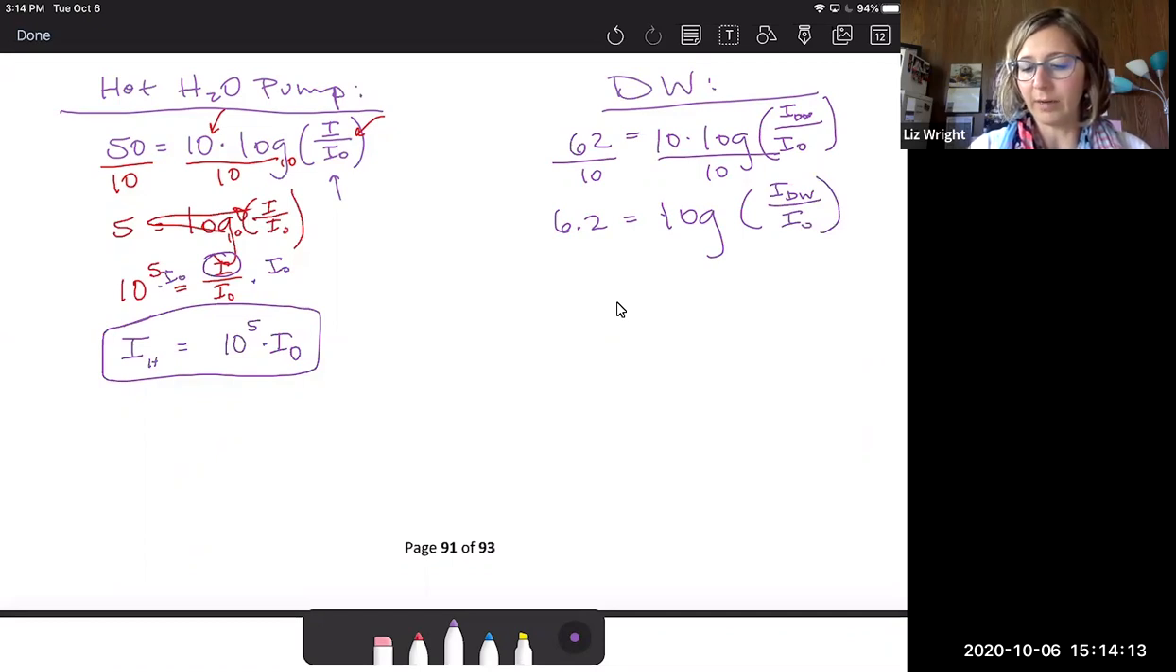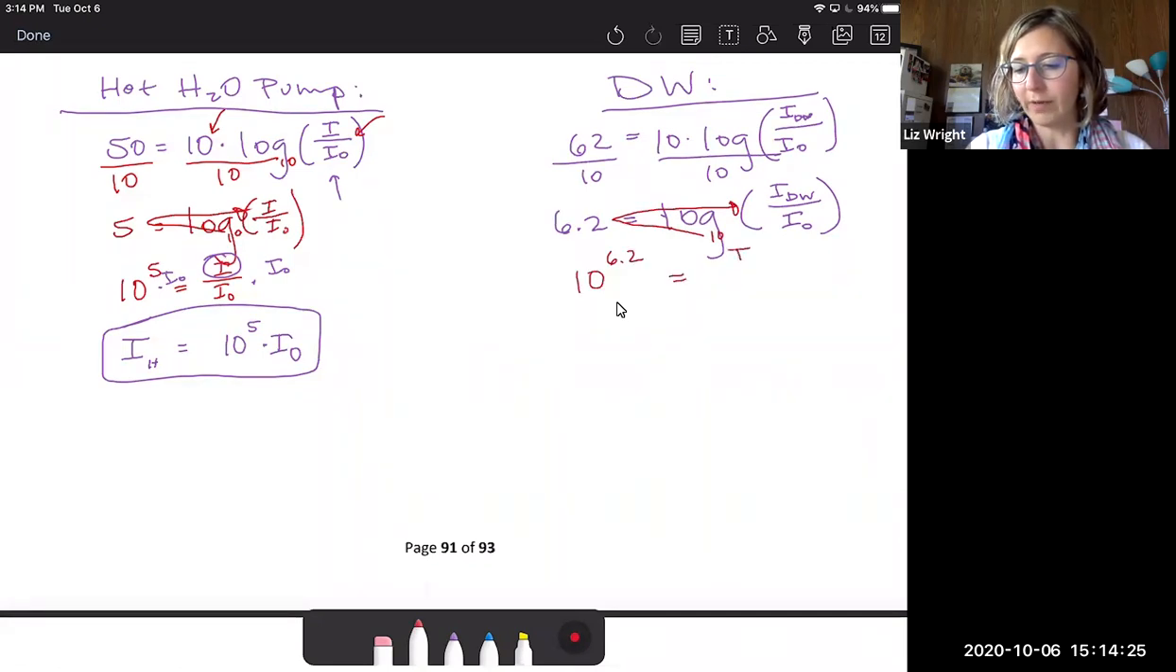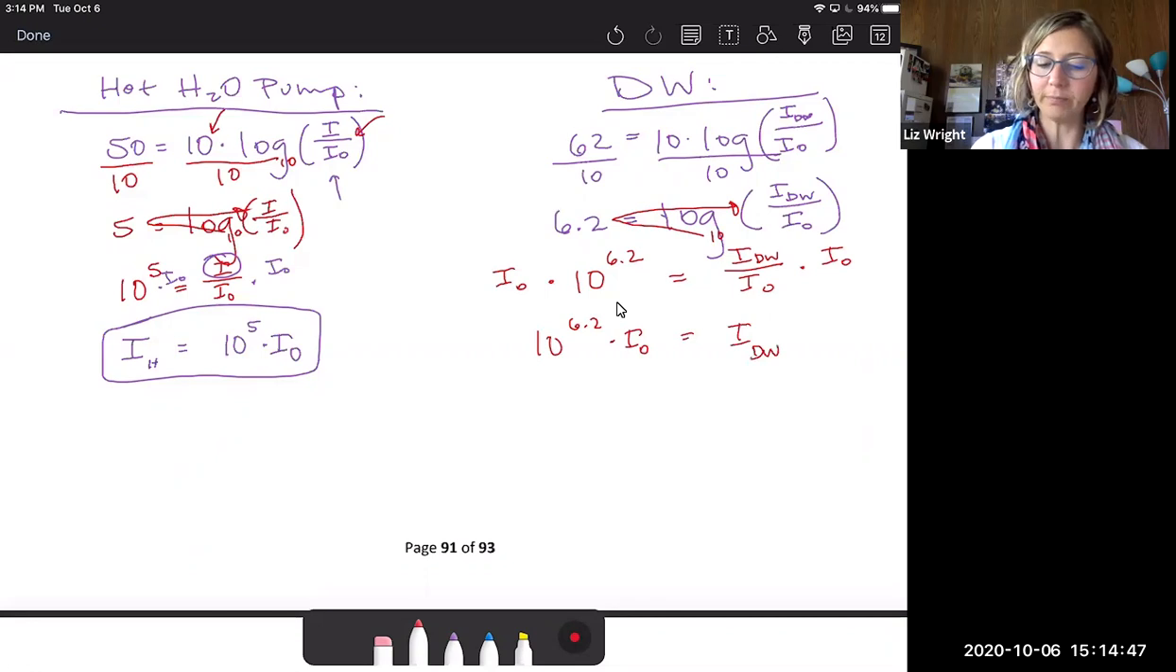And now we're going to convert it into exponential form. So 10 to the 6.2 is going to equal our argument of I sub dW over I sub 0. Now we want I dW all by itself, so multiply both sides by I sub 0. And we're going to get 10 to the 6.2 times I sub 0 equals the intensity of the dishwasher.